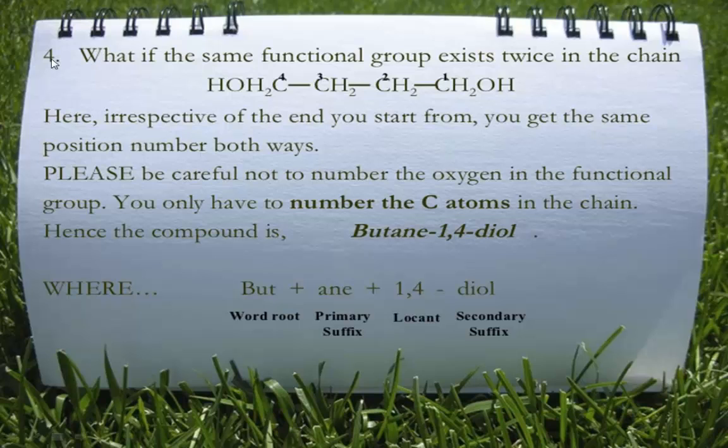See here, irrespective of the end you start from, you get the same position numbers both ways. Please be careful not to number the oxygen in the functional group. You only have to number the carbon atoms in the chain. Hence the compound is butane-1,4-diol. Why but is taken here? Because it contains 4 carbon atoms.